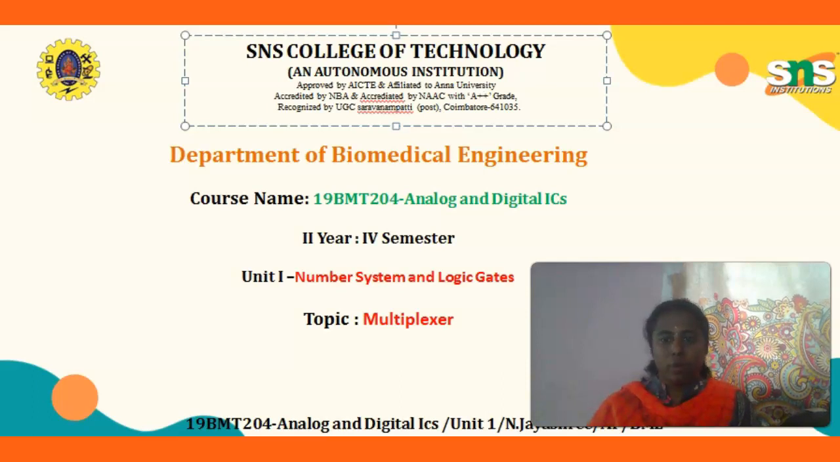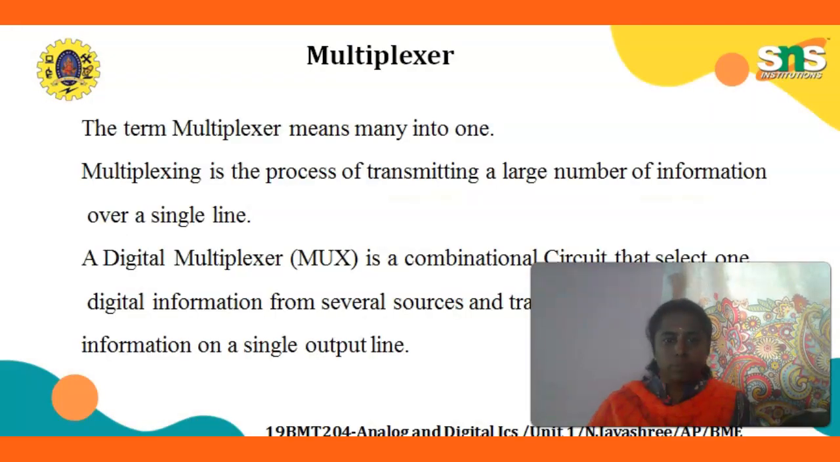The unit title is Multiplexer. The term multiplexer means many into one. Many signals are received on the input lines of the multiplexer and transmitted onto a single line. Multiplexing is the process of transmitting a large number of information over a single line. A digital multiplexer is a combinational circuit that selects one digital information from several sources and transmits the selected information on a single output line.